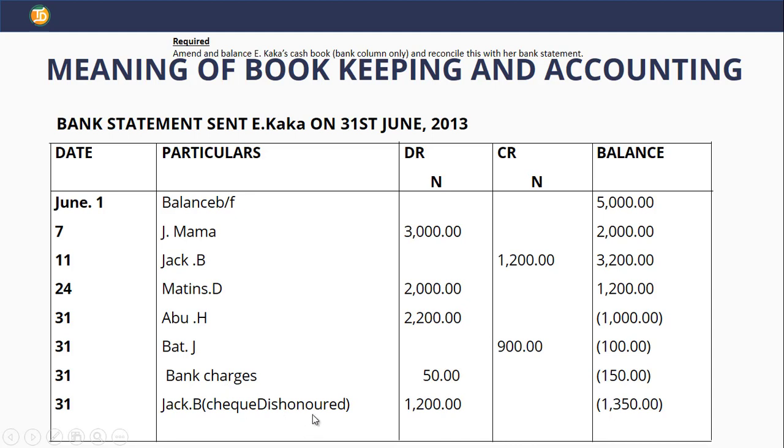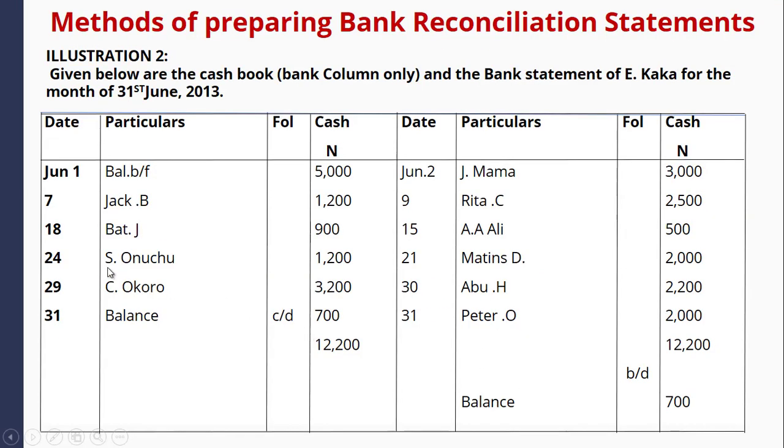We don't have Rita C 25 here. So that means Rita C is seen to be on presented checks. Now, please take note that S. Onuchu and C. Okoro are seen to be on credited checks, while Rita C 25 is seen to be on presented checks.